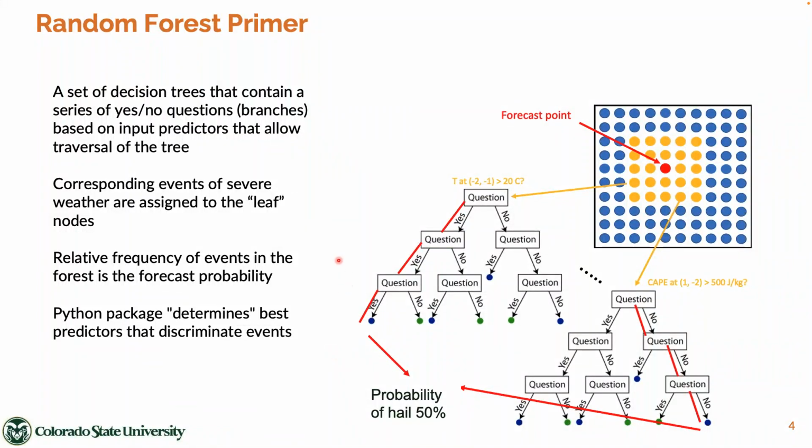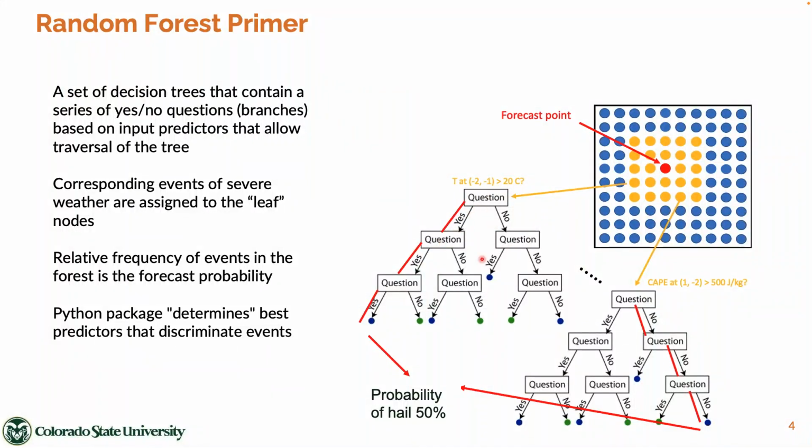And so the way this works in the system is we might be trying to make a forecast at this red dot, and we might look at the information at this grid point and ask, historically, if the temperature at this point was greater than 20 degrees Celsius, was there severe weather, yes or no?